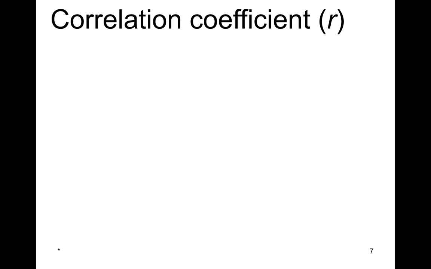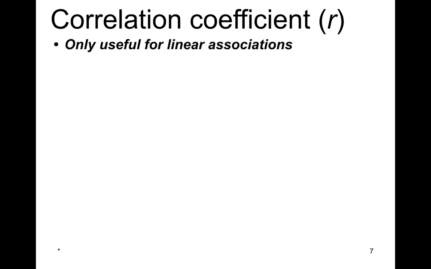The variable R is the symbol that we traditionally use for the correlation coefficient. Right now, I'm going to talk about what it is and what it means, and then later I will talk about how we actually calculate correlation coefficients. So the correlation coefficient, like I said, is a numerical measurement of how strong a scatter plot is, but the catch is that it's only useful for a linear association.